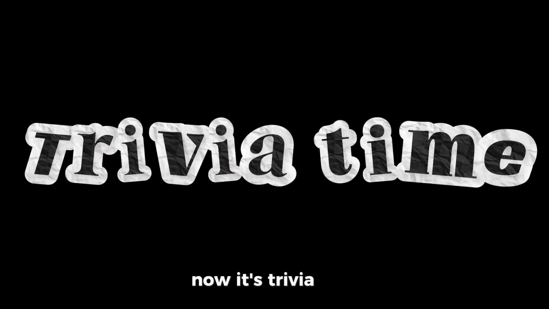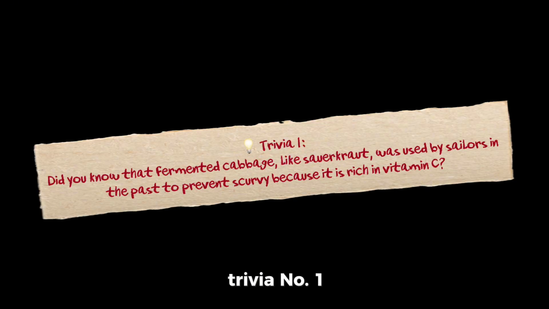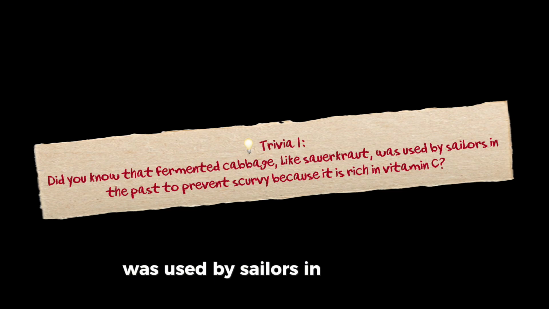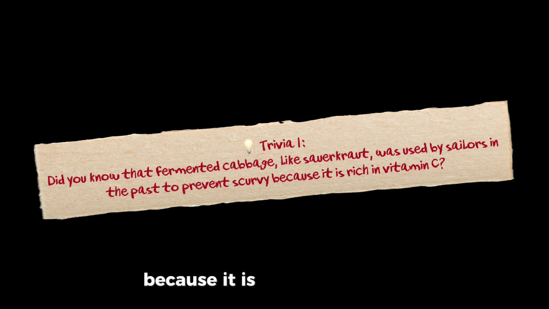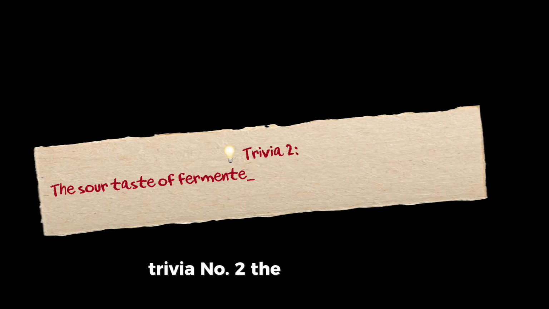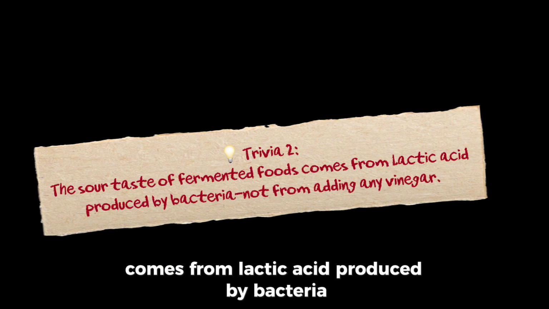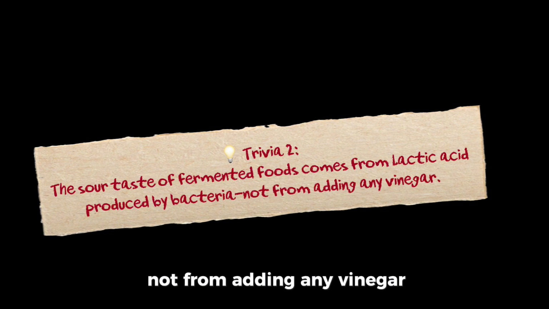Now it's trivia time! Trivia number 1. Did you know that fermented cabbage like sauerkraut was used by sailors in the past to prevent scurvy because it is rich in vitamin C? Trivia number 2. The sour taste of fermented foods comes from lactic acid produced by bacteria, not from adding any vinegar.